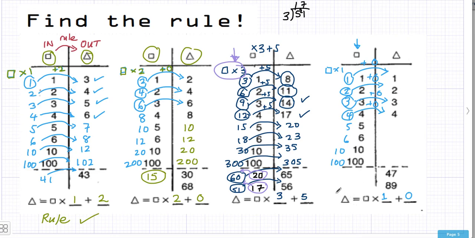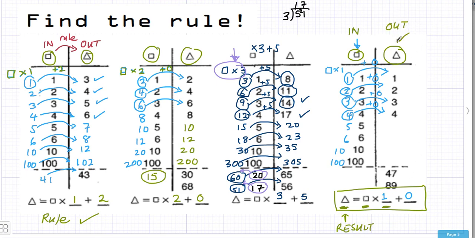The big thing to remember when writing a rule, like these ones here, is to take your square number, that is the number that goes here with the multiplying number, so your in number, and your out number, or the triangle, is the one that all of this is equal to, because this is basically your result. It's like your result here on this side, or your out number, is equal to doing stuff to this in number or the square number. So that's why the triangle in this case is always on the left.